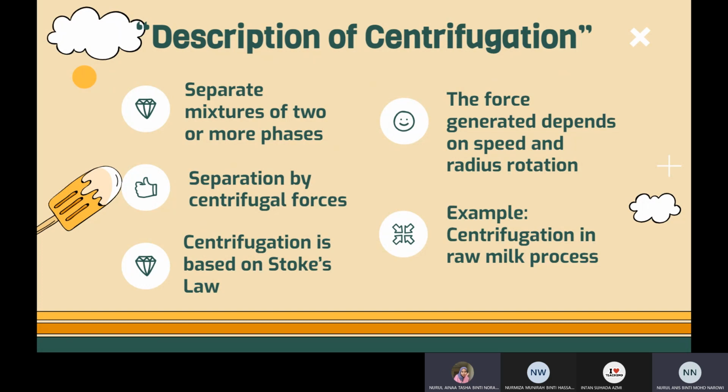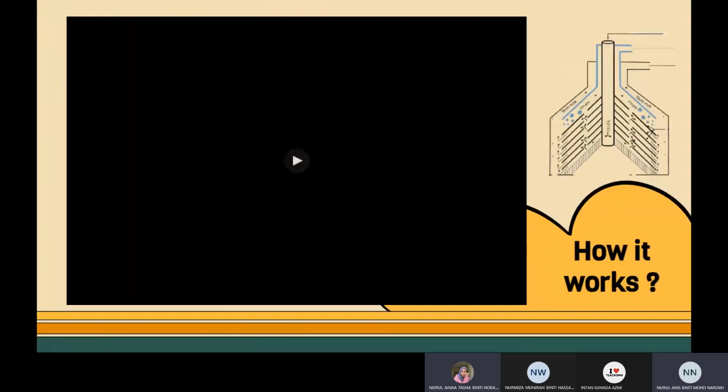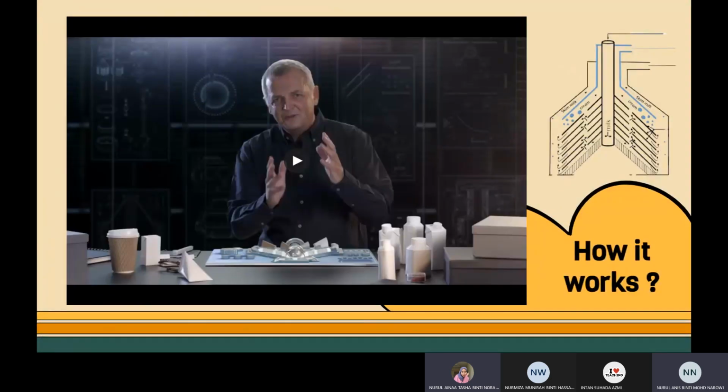In addition, gravitational separation can occur when density differences are high and time is not a limiting factor, by doing the skimming process. Next slide. Now let's have a look at how raw milk can be separated in the centrifugation process.